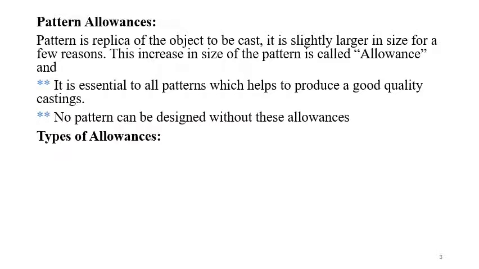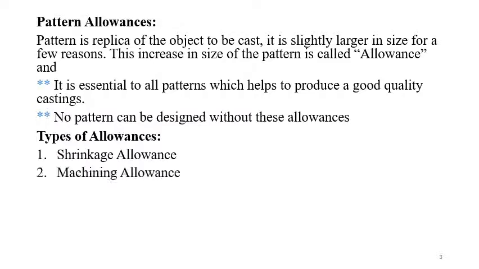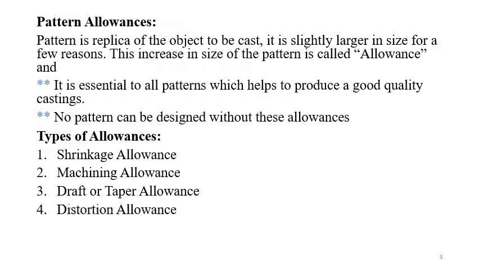Types of allowances. There are important types of pattern allowances: shrinkage allowance, machining allowance, draft or taper allowance, distortion allowance, and rapping allowance. These are the important pattern allowances provided before preparing the patterns. First, what is shrinkage allowance?